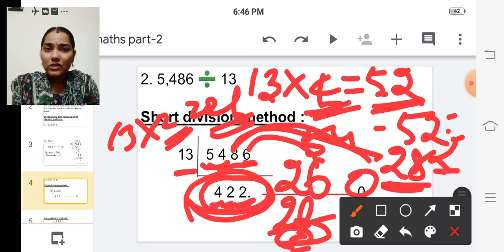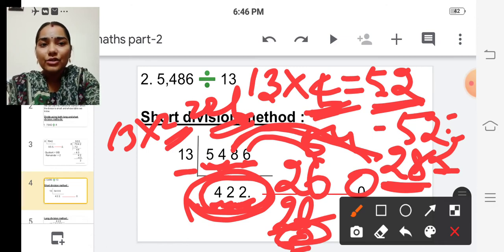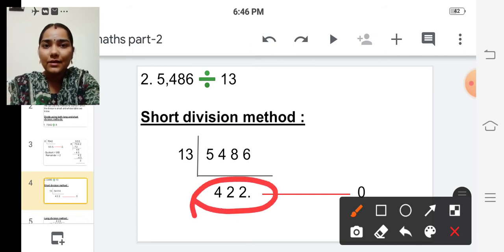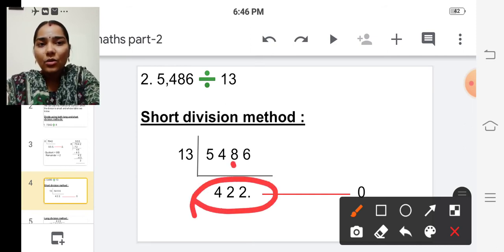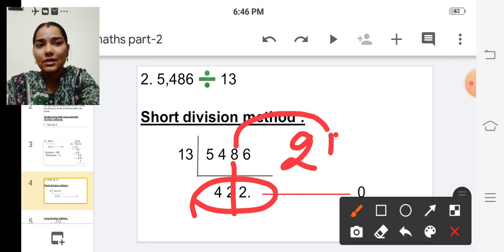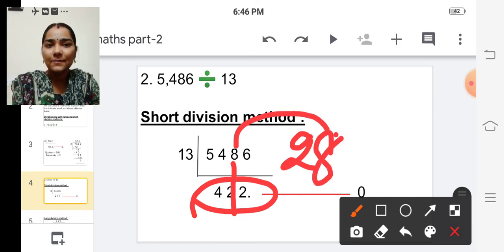So like the long division method, first you have to consider the first two digits of the dividend, and you have to write the quotients here. Instead of bringing down this digit, you can write the remainder here, and that is 54 minus 52 is 2, isn't it? So we can bring that 8 here, 28. So the number becomes 28.